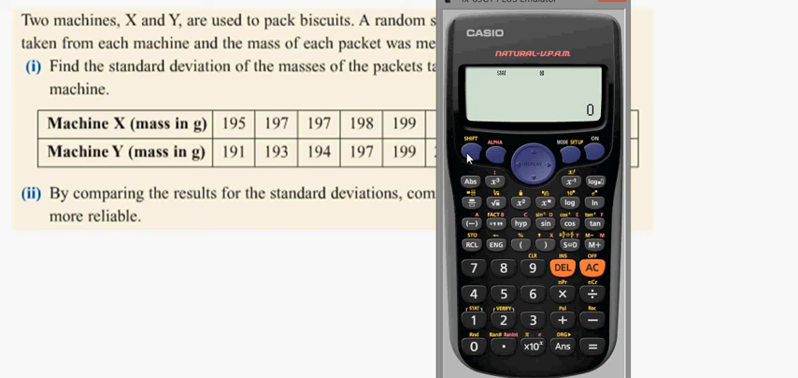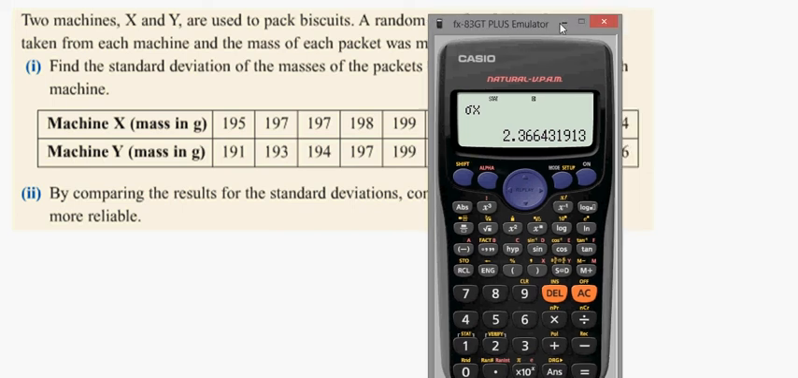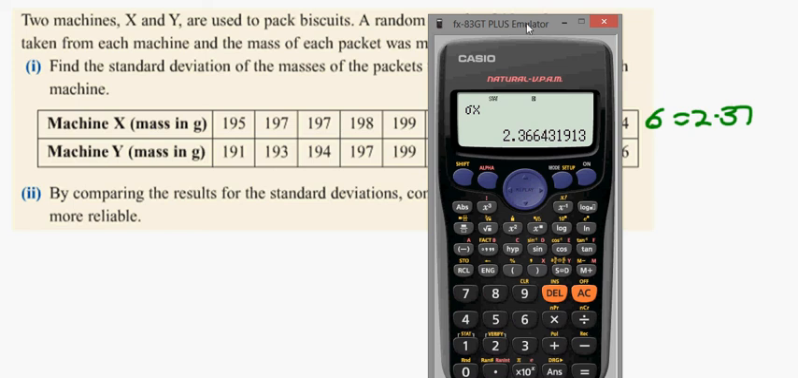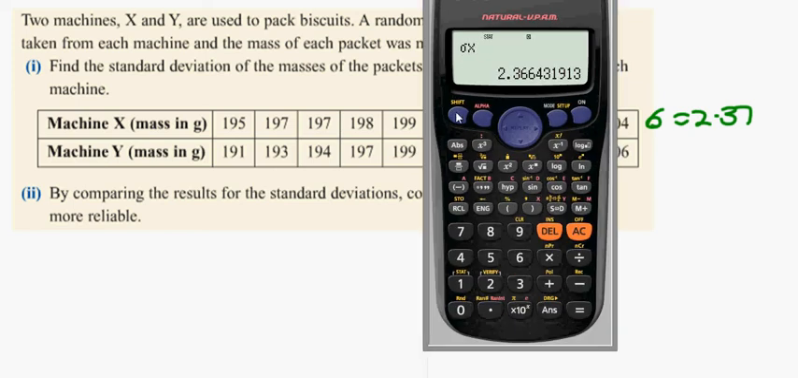Okay, and then if I go to the standard deviation, and remember, standard deviation is a measure of how consistent your machine is. And it's number 3. The standard deviation of the first machine is 2.37. Okay, so we'll go for 2.37. So sigma equals 2.37.